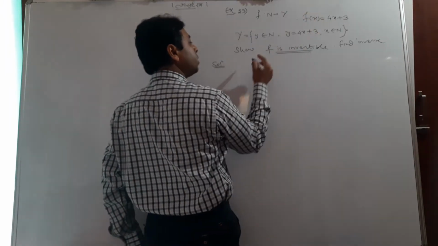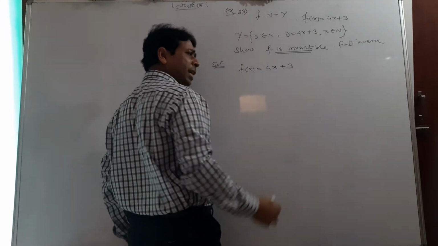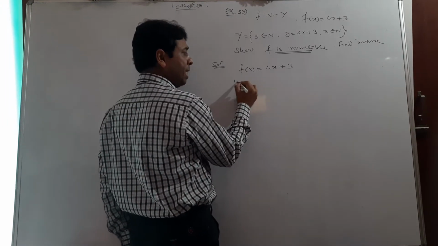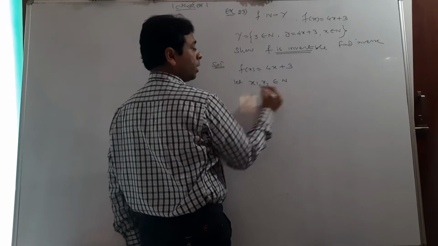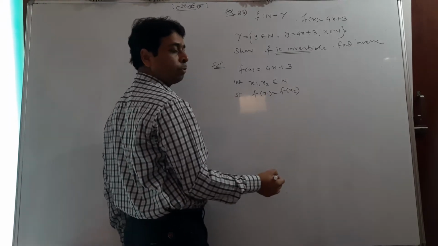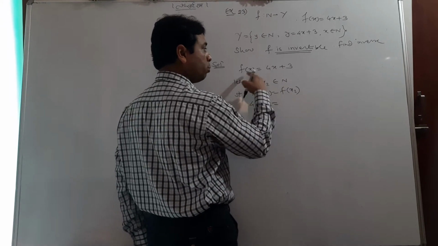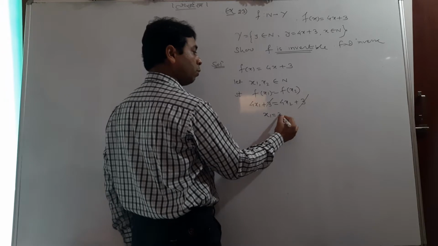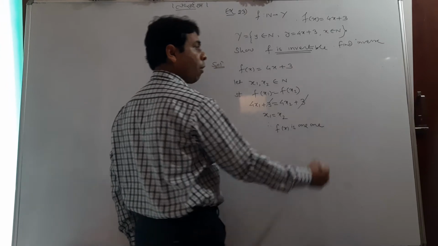So first, the given function I want to write. You remember, in the first exercise or second exercise we read how to prove one-one. Let x1 and x2 be two elements of N such that f of x1 equal to f of x2. This is a method to show one-one. f of x1 means 4x1 plus 3, and f of x2 means 4x2 plus 3. Let's cancel: 4 and 4 cancel. It's x1 equal to x2. It means the function is one-one.